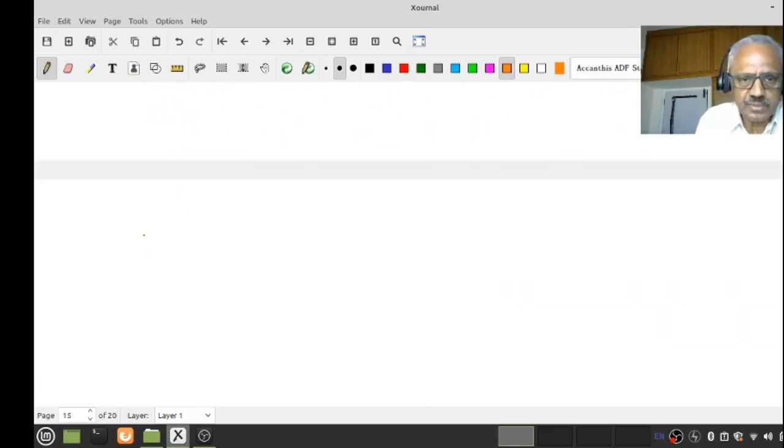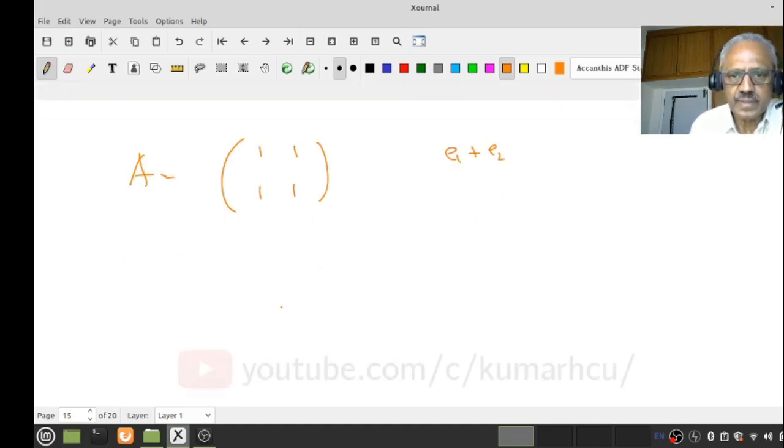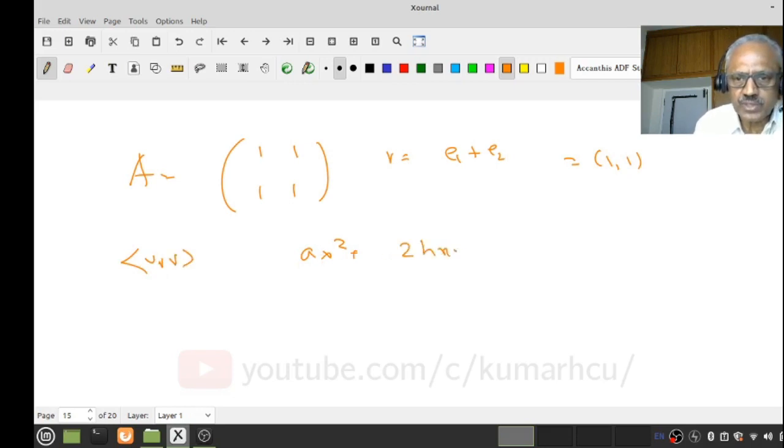let's look at the next matrix A, 1 1 1 1, and let's look at the vector e1 plus e2, right? Then what happens? Let's look at it again. We'll go to the formula. This is (1, 1), therefore A, the inner product, this is my v, inner product (v, v) is ax squared plus 2hxy plus by squared.